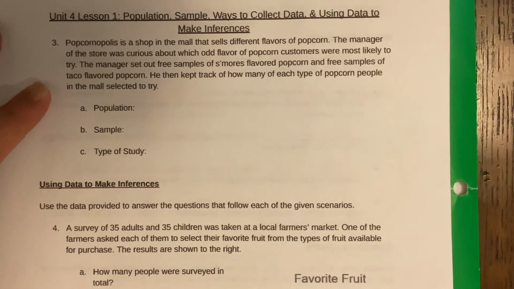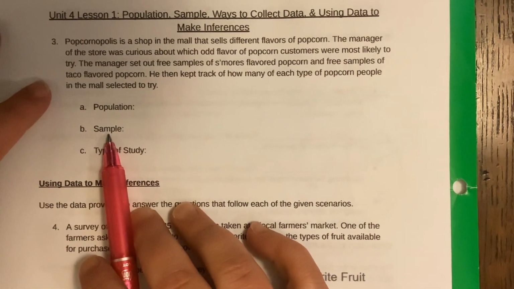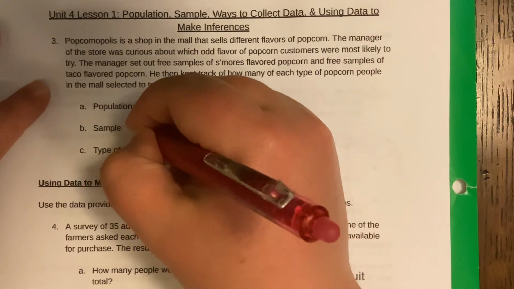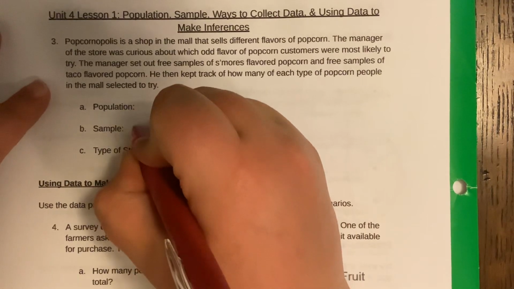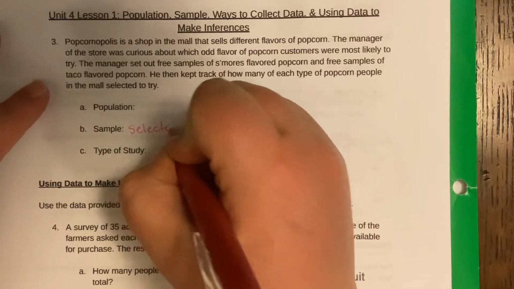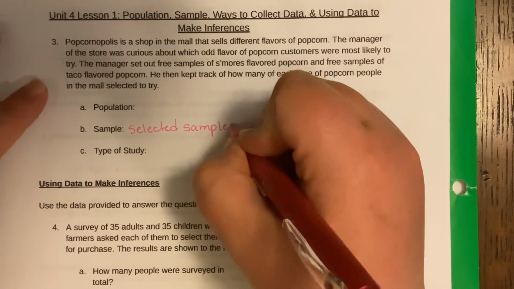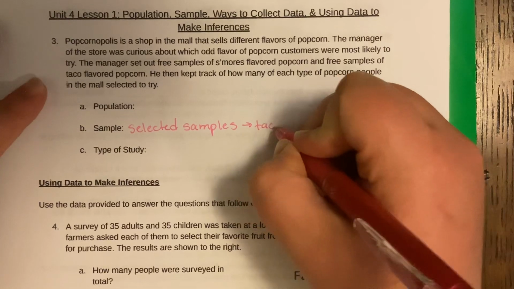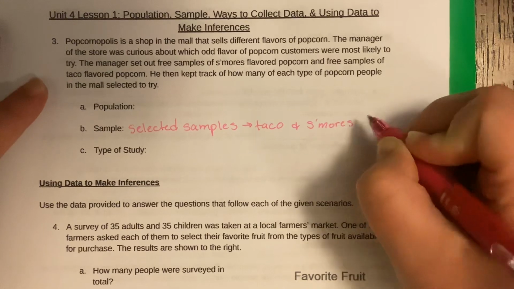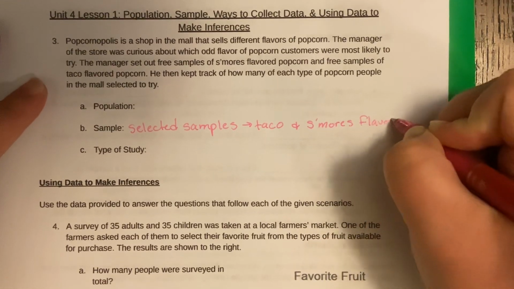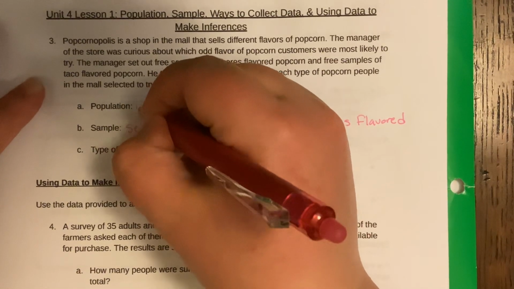All right, so the population here, this is a little bit weird, so maybe let's start with the sample. So the sample is going to be selected popcorn here, in this case, s'mores and taco-flavored popcorn. So selected samples. So it's taco and s'mores. And these two types belong to the bigger population of odd flavored popcorns.